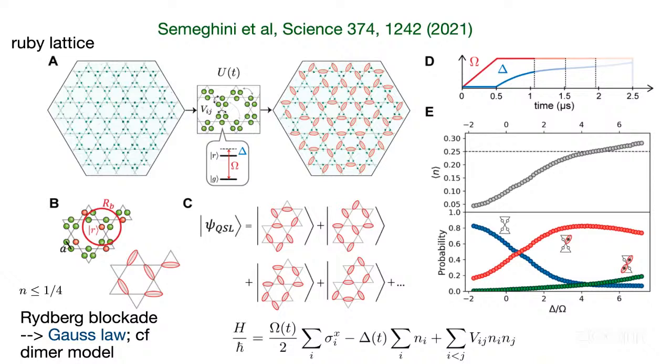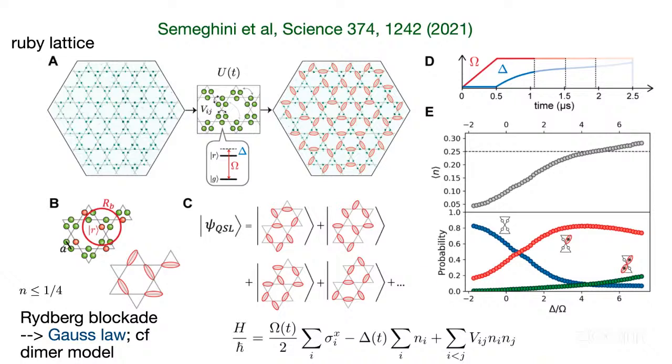The Hamiltonian is as follows. There is a Rabi term in sigma x, there is a detuning here, and there is this van der Waals interaction with the Rydberg blockade. So this Rydberg blockade implements my Gauss law. This will be my star term in the toric code.